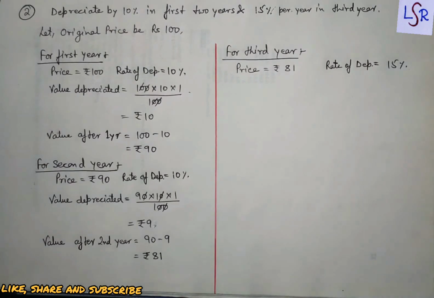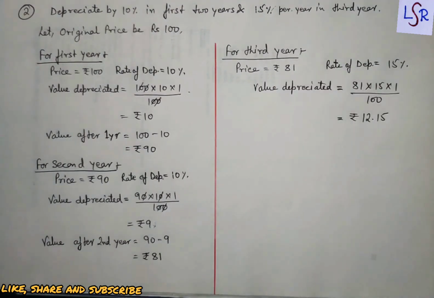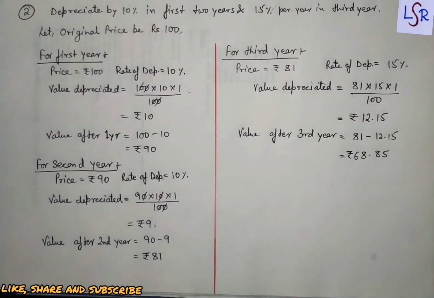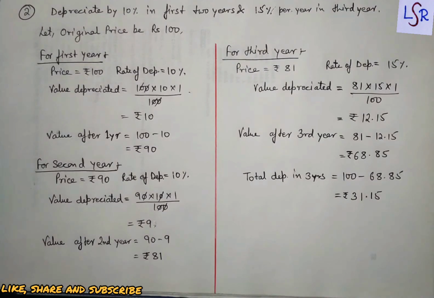Now here the price is 81 and the rate of depreciation is 15% as it is the third year. Now the value depreciated is 12.15 and the value after 3 years will be, here this is the value of the machine after 3 years. Now the total depreciation is equal to 100 minus this value, and that is equal to 31.15.